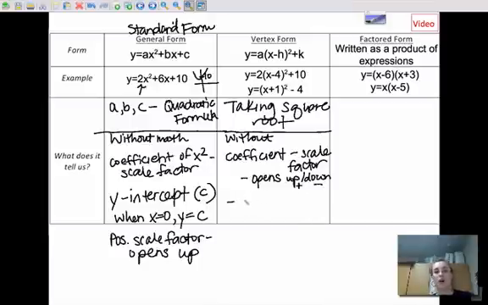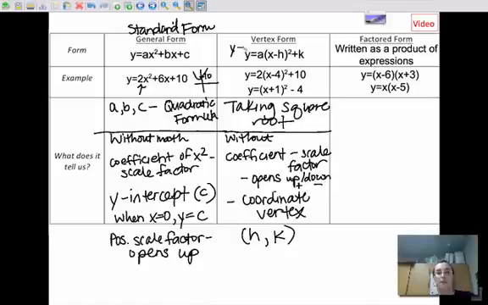Also, we know the coordinate of the vertex. In this case, the coordinate of the vertex is h, k. This is because we took away h and we added k, so that really means that y minus k equals a times x minus h squared. And if you remember, if you take away h and you take away k, that means that the vertex is at positive h and positive k.